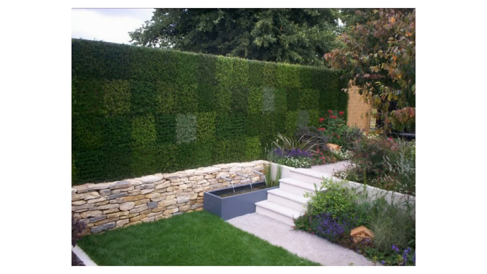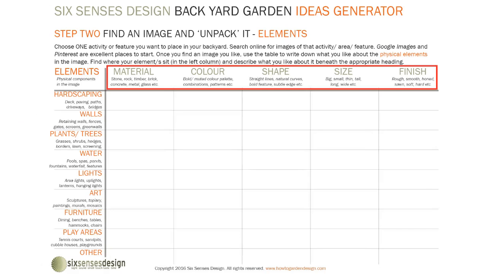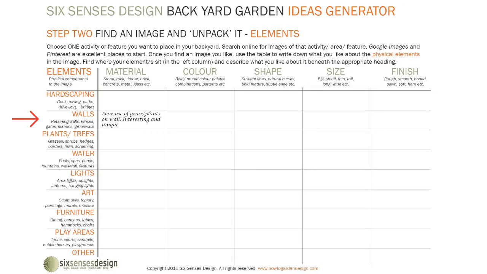The big thing that caught my eye was the grass and plant wall with that grid of different colours and textures. Looking at that cheat sheet, I immediately go to walls on the left and look at each category along the top of the table. For material, I really like the use of grass or plants, whichever one it is. It's really interesting and quite unique to look at. Colour. The slight changes in greens across the wall are very nice, more interesting to me than if it was all one colour. Shape.